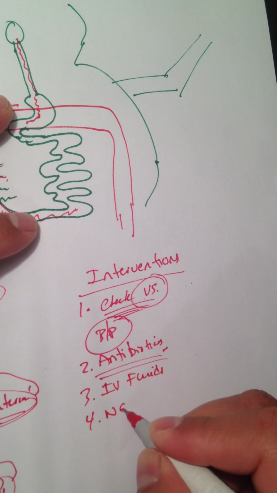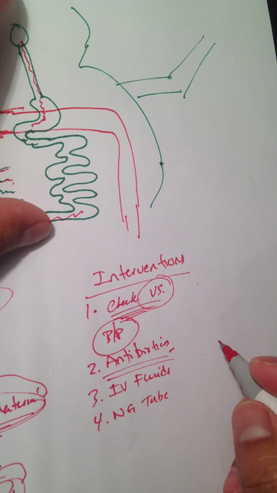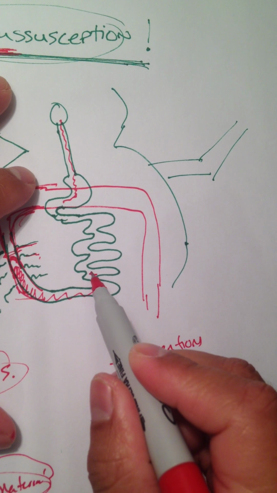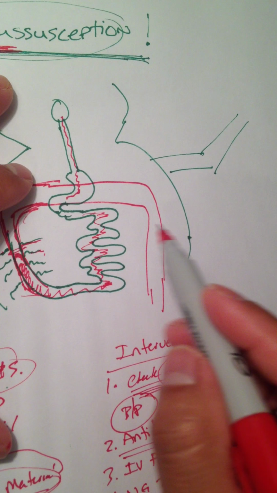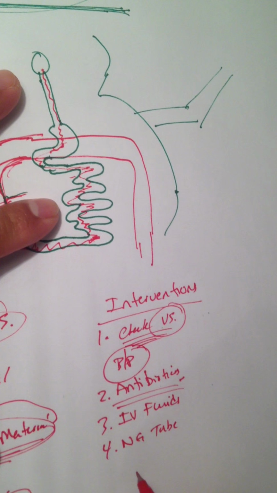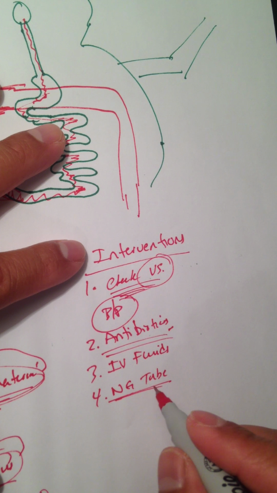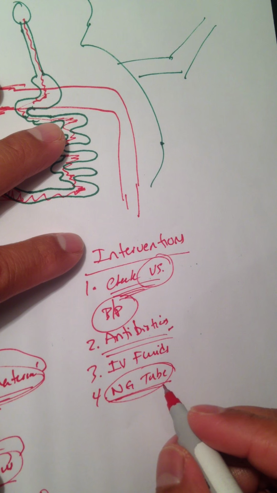Number 4, you'll place an NG tube and begin gastric suctioning. Again, most likely the abdomen will be distended and they will be full of gastric and maybe fecal matter, so you want to get rid of that. And you will do that by inserting an NG tube and providing some type of removal of those stomach contents.